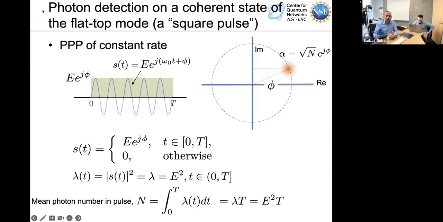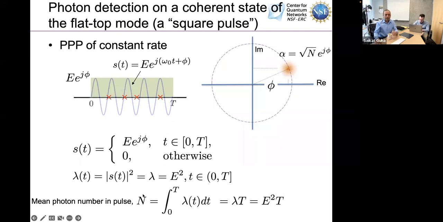And now, if I do photon detection on this coherent state, so it goes to one of the questions that was asked, what happens is you get a Poisson point process. These red crosses are the arrival instants. And the Poisson point process has a rate which is equal to the magnitude squared of the photon unit field. So in this case, the magnitude squared of the photon unit field, this S of t, is nothing but this constant lambda. So lambda, which is the photon arrival rate, times T, the total pulse duration, the mode duration, is the mean photon number in the pulse.